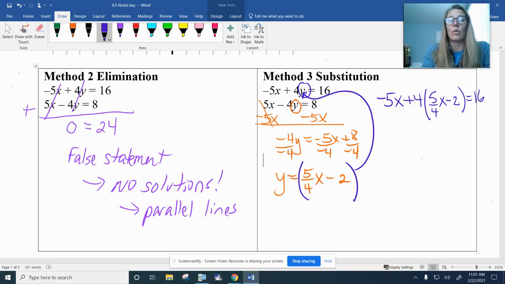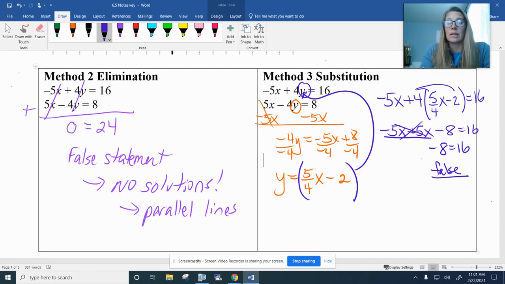So you can clearly see why elimination is a much easier option in this problem. Now I'm distributing. 4 times 5/4, the 4's cancel, and I'm left with plus 5x minus 8. 5x and negative 5x cancel, so I have negative 8 equals 16. Once again, that is a false statement. Negative 8 does not equal 16, so this is just another way to tell us that this is no solution.